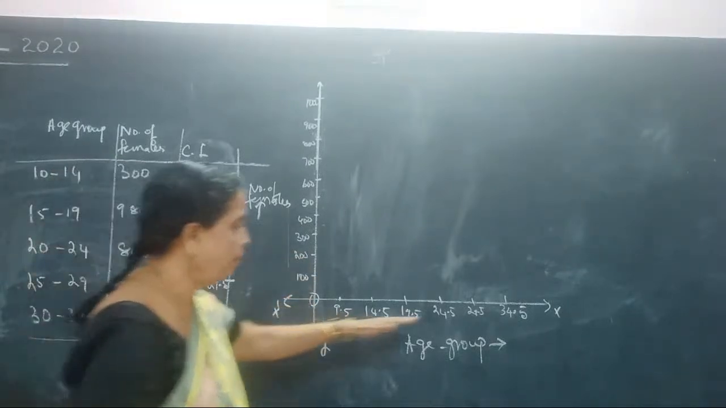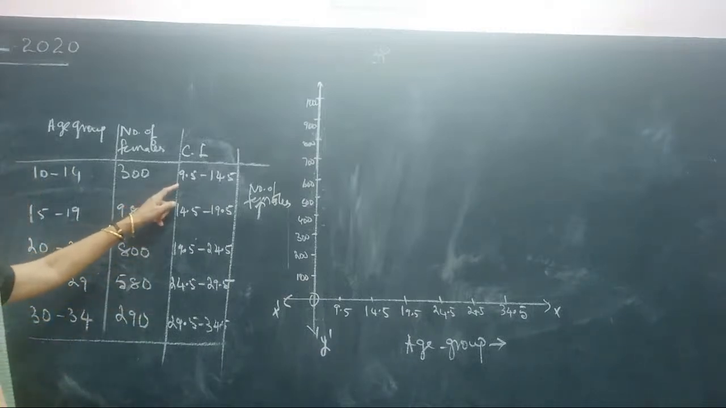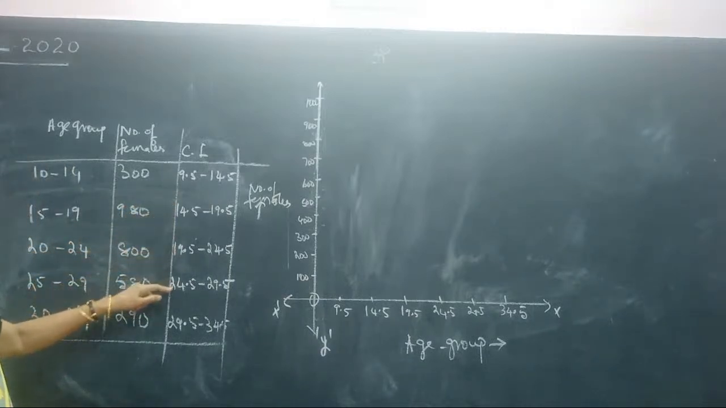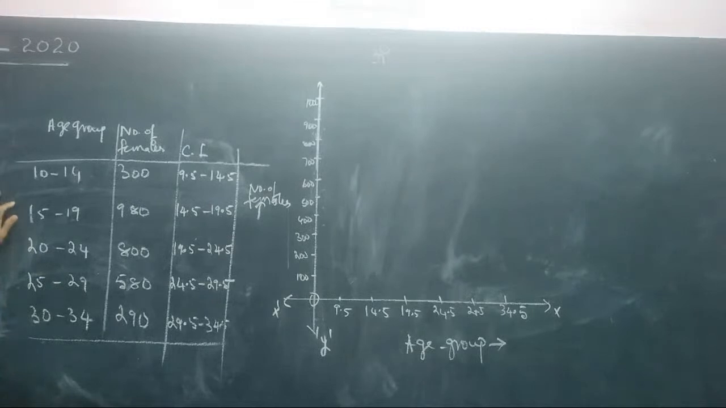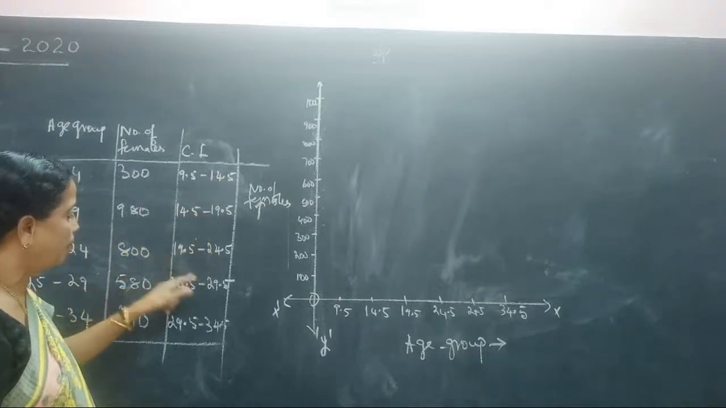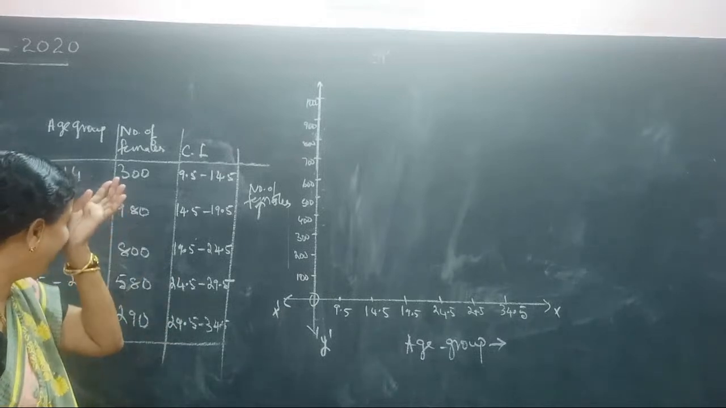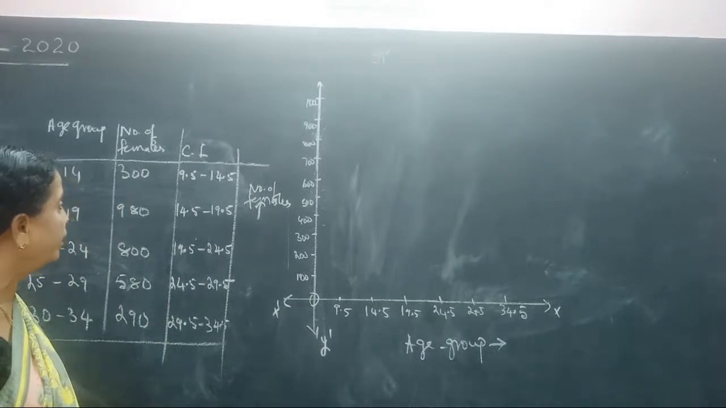Now here we are repeating age group with respect to the continuous form of the class interval, not with the previous. Previous is not in a continuous form, there is a gap. Here we made it without gap, the continuous form. Is it clear? Now let us take 9.5 to 14.5.